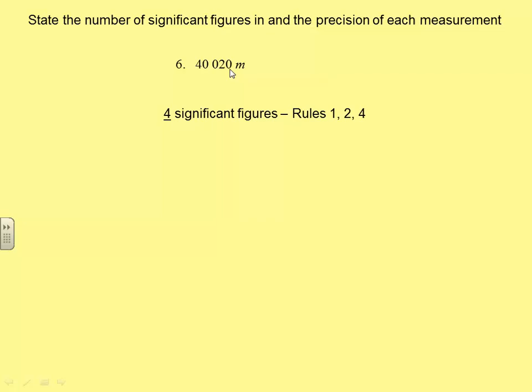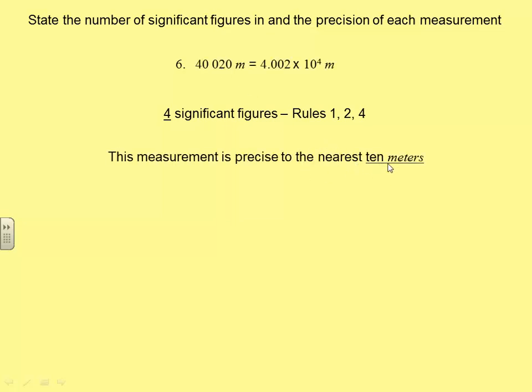So this 0 doesn't count, which means this 2 is our estimated digit, and it's in the tens place. So it's precise to the nearest 10 meters. Or you could write it this way, 4.002 times 10 to the 4th. Notice we don't use that last 0 because it doesn't count. It's not a significant figure.